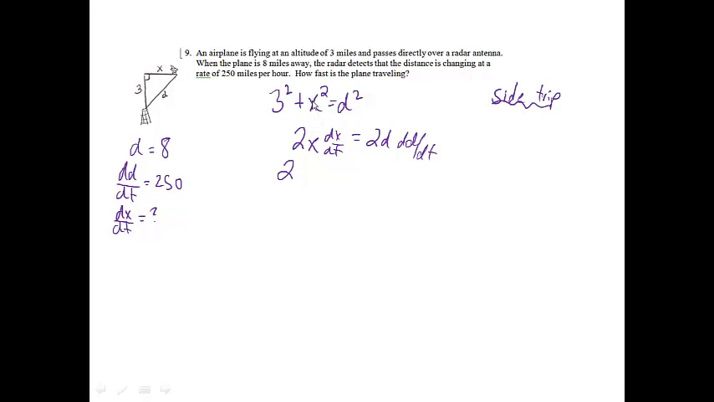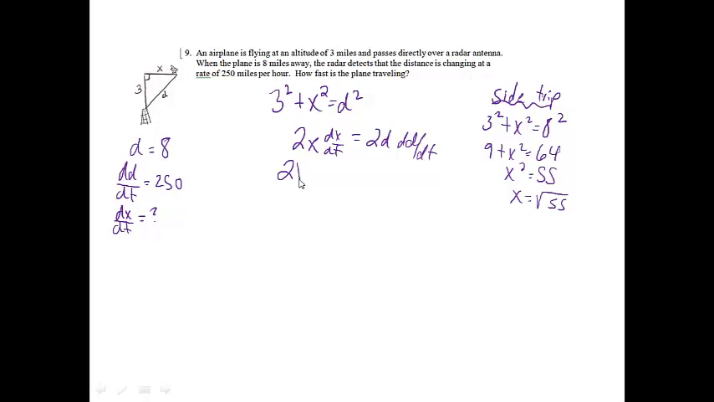And now we're going to take this original equation. We do know that d is 8, so I have 3 squared plus x squared equals 8 squared. So it's going to give me 9 plus x squared equals 64. That gives me x squared equals 55, so x is equal to the square root of 55, and I would strongly recommend leaving that as a square root until the end of your problem.